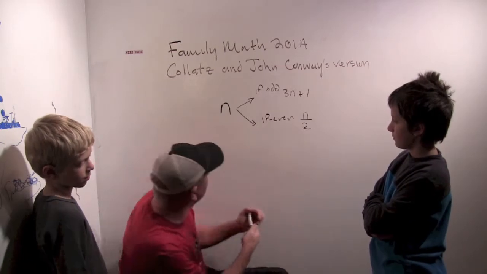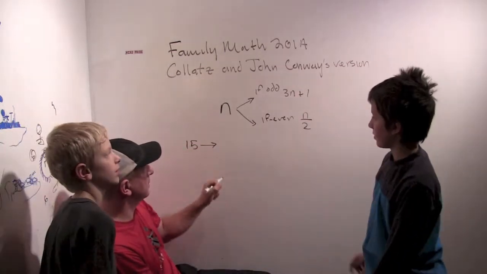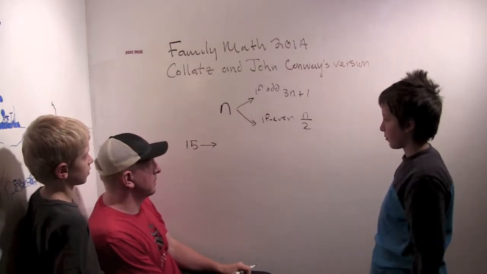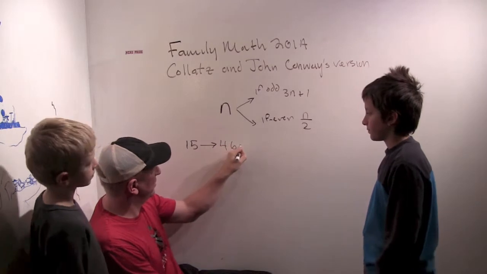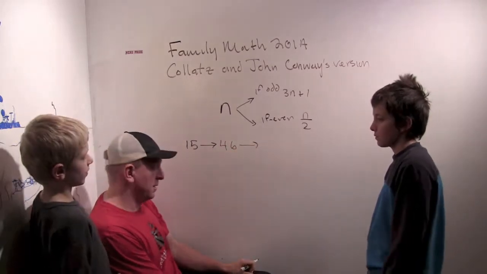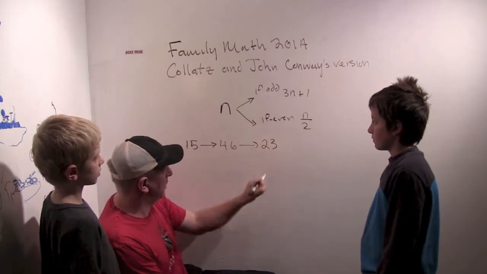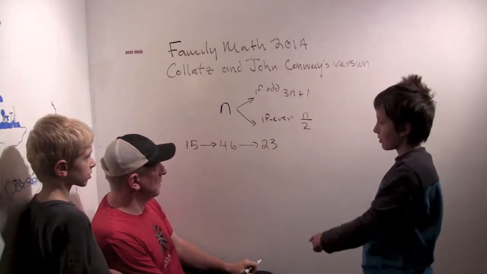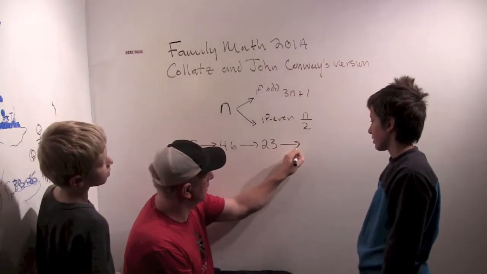Okay, good example. So we start at 15. It's odd, so we do 3 times 15, which is 45, plus 1, 46. Okay, let your brother do this one. 46, what do I do? 46, you divide by 2, 23. Then you multiply by 3, which is 69, plus 1 is 70.